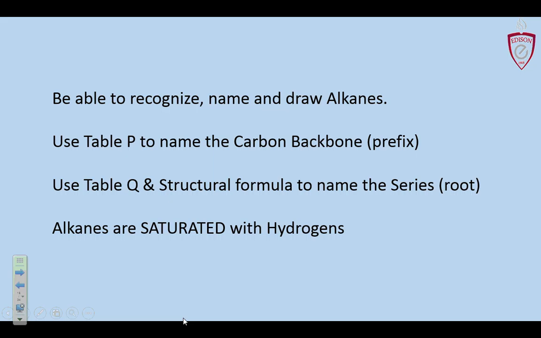We'll show you how that works when we're looking at branched hydrocarbons. It'll get crazy. So that's your prefix. Use your table P to find your prefix. Table Q and/or the structural formula to get the series name, or that root. Is it an ane, an ene, or an yne? We're going to do enes and ynes in the next video. This was just alkanes. Right. Well, when we jam them all up and make you figure it out, that's what you're going to have to do.